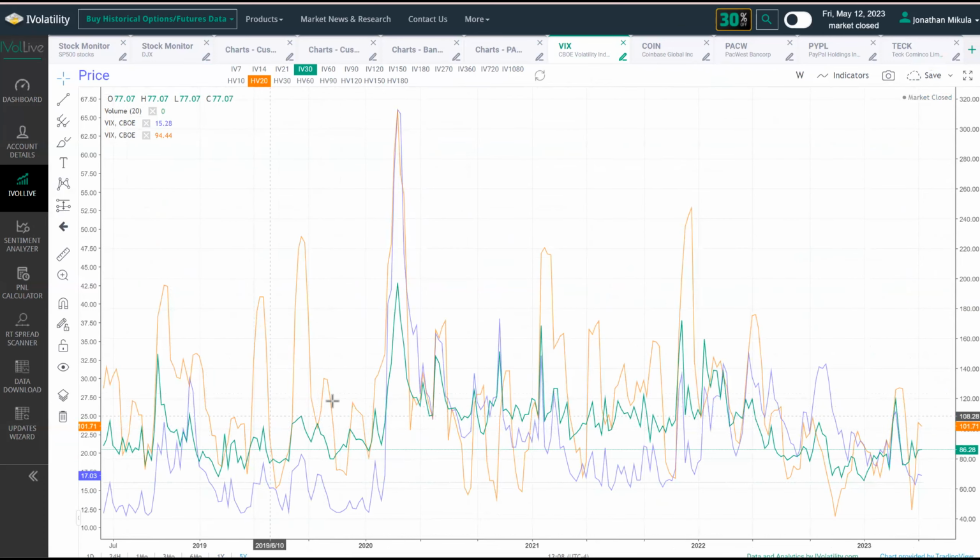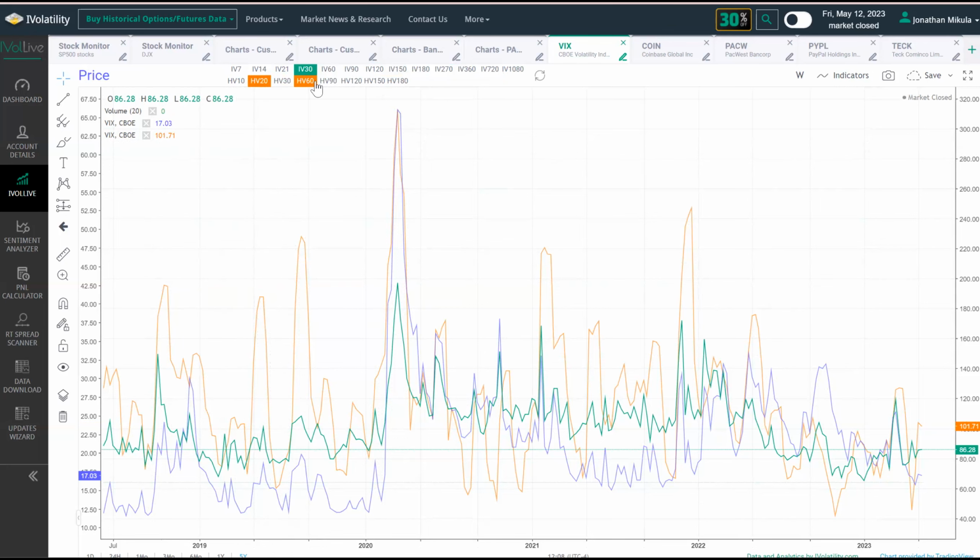You can go as far back as 5 years. And what's so neat about this is pricing is in blue. So this is the VIX price. Historical volatility is in orange. And then implied volatility is in green. And you can see you can toggle between all these different. If you're a short-term trader, you could do like IV7. Long-term trader, you could do IV of 720 days.